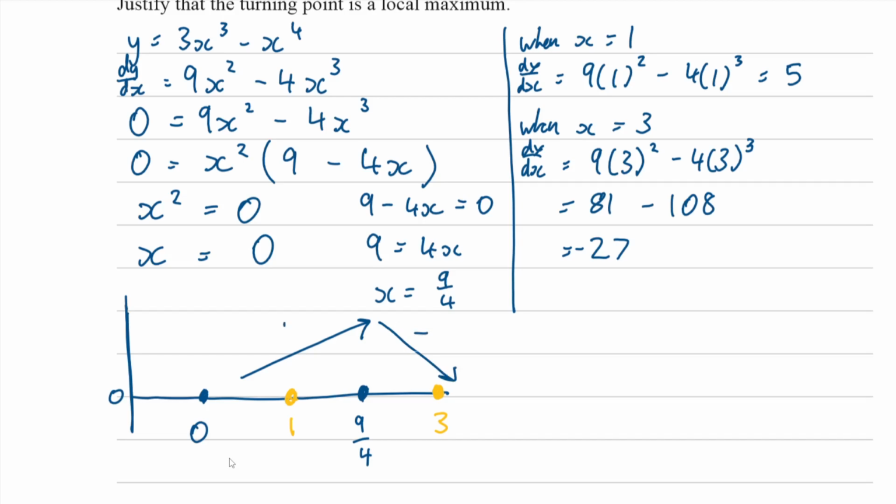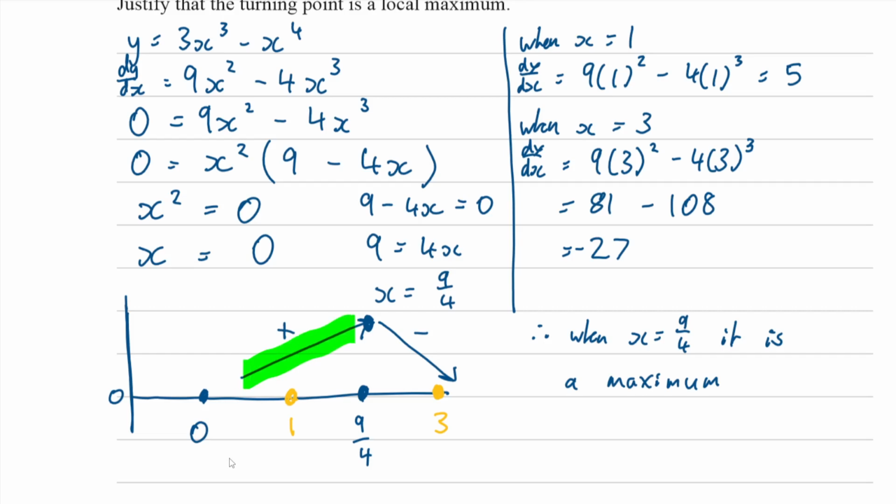So we have negative and we have positive. So just to the left of 9 over 4, it is increasing. Just to the right, it is decreasing, which tells us that at 9 over 4, therefore when x equals 9 over 4, it is a maximum, because the only way to get a maximum is if to the left it's positive and to the right it's a negative gradient. And we've shown that by picking 2 points, just to the left and just to the right.